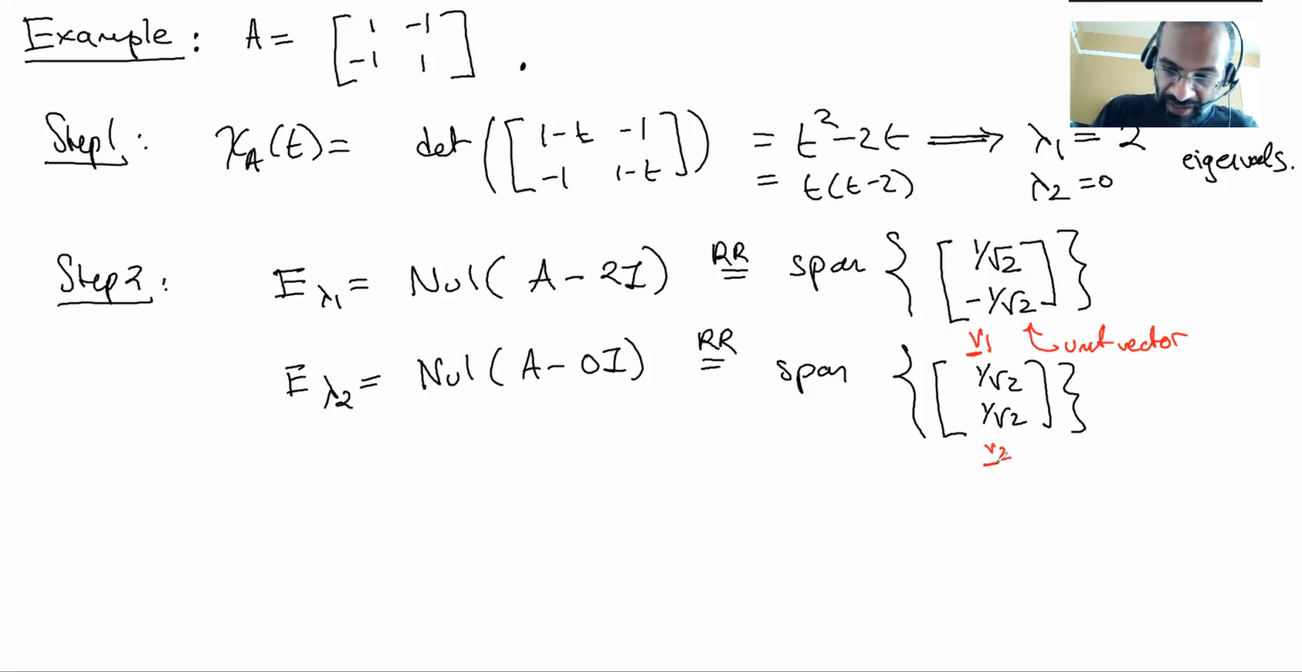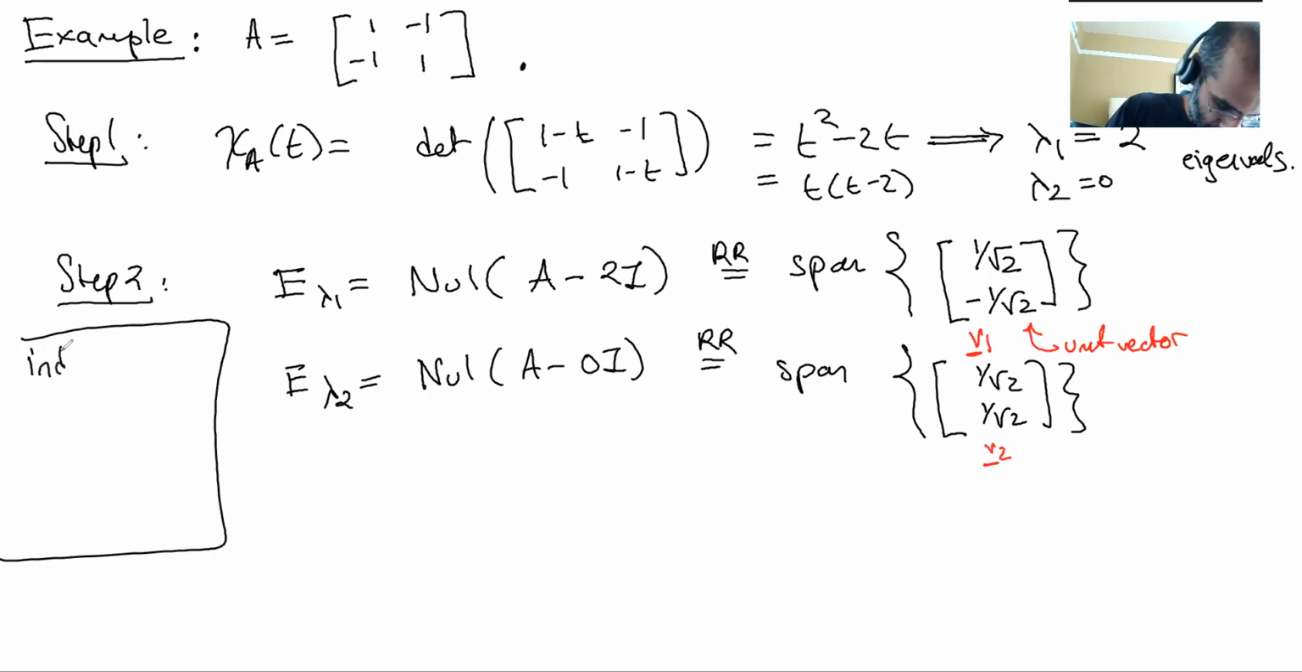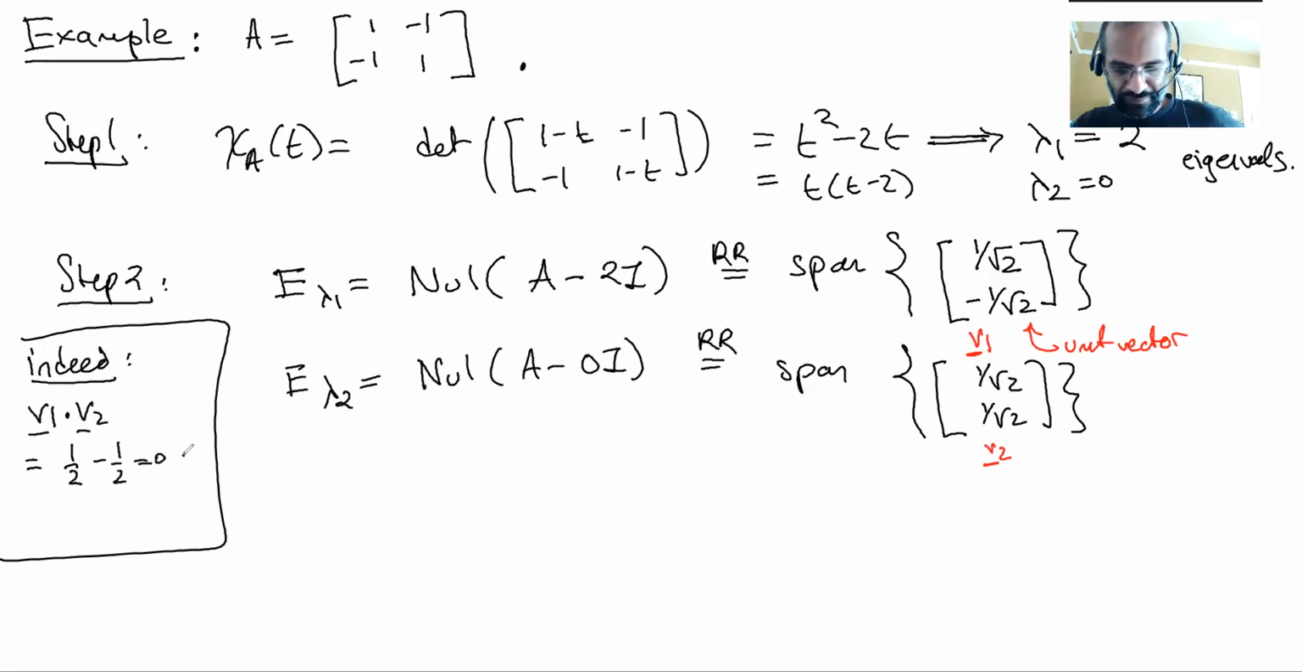And if the theorem is correct, these better be orthogonal. So let's just check this. So indeed, V1 dot V2 is a half minus a half, which is 0. Okay, so we verified the theorem on this example.